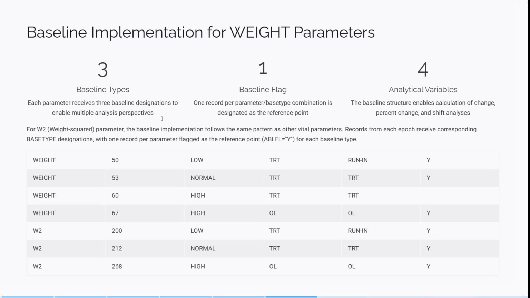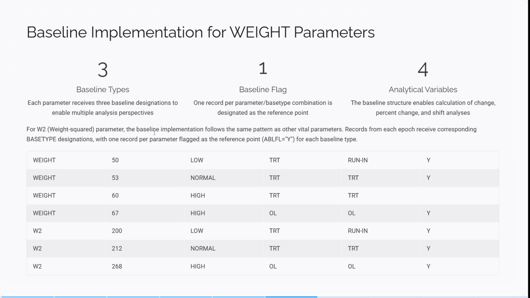So the next one, the baseline implementation for the weight parameters. The baseline types: each parameter receives 3 baseline designations to enable multiple analysis perspectives. So one record per parameter, one record by base type combination, designated as a reference point baseline flag. And the baseline structure enables calculation of the change, percentage change, and shift analysis.